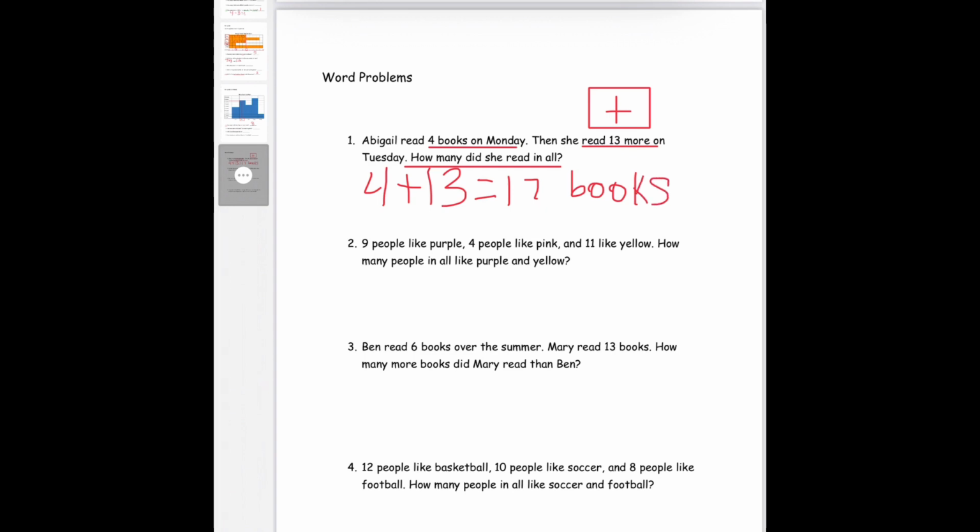Now let's solve problem number 3. It says, Ben read 6 books over the summer. Mary read 13 books. How many more books did Mary read than Ben? So Mary read 13 books, and 13 is greater than 6. So all we have to do is 13 minus 6. 13 minus 6 equals 7. So Mary read 7 more books.